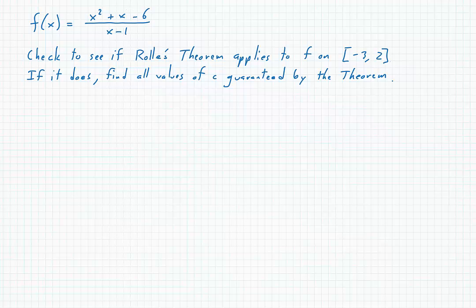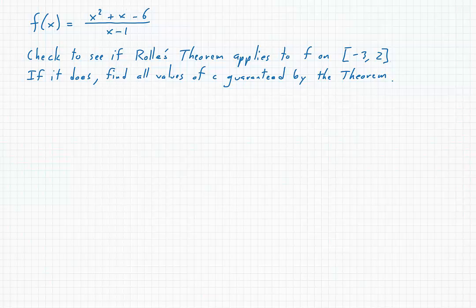So we need to check and make sure that this function is continuous on the closed interval -3 to 2, that it is differentiable on the open interval -3 to 2, and that when we plug -3 into the function, we get the same value as if we plugged in 2. So let's take a look at those three things.